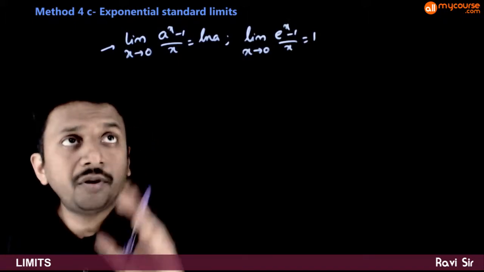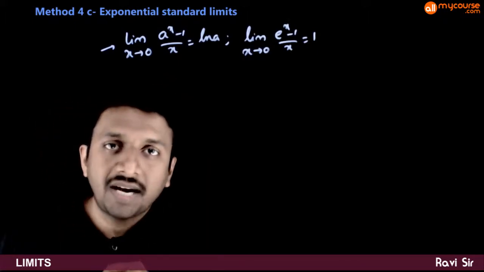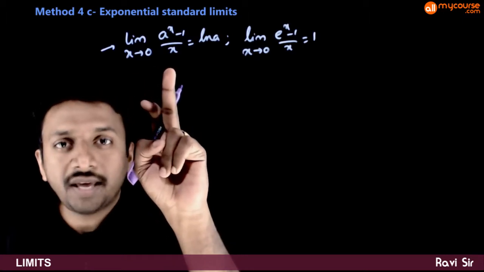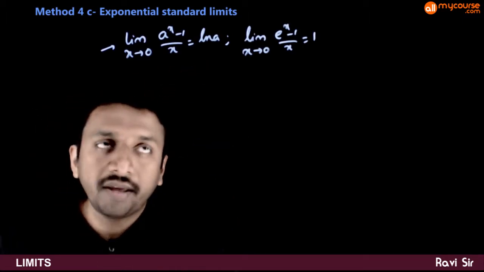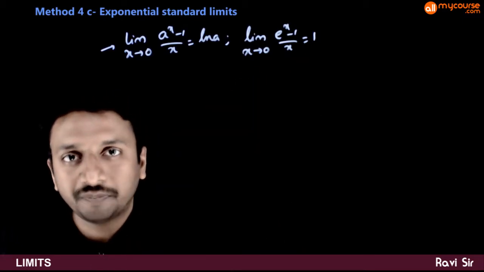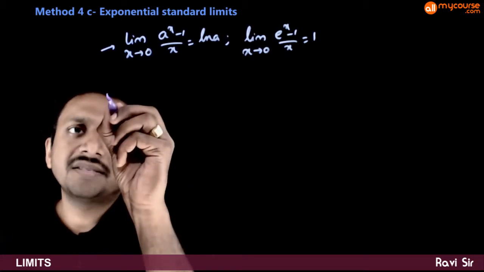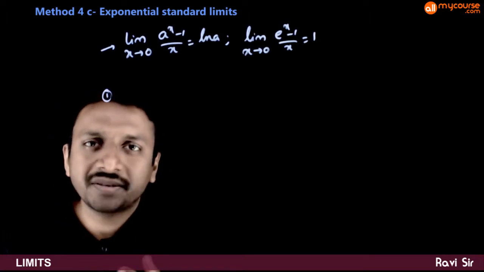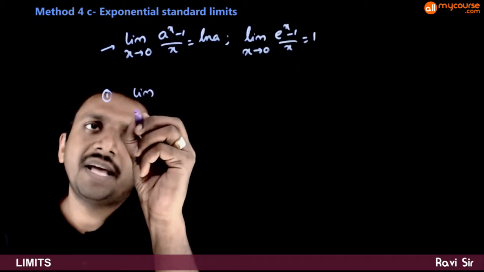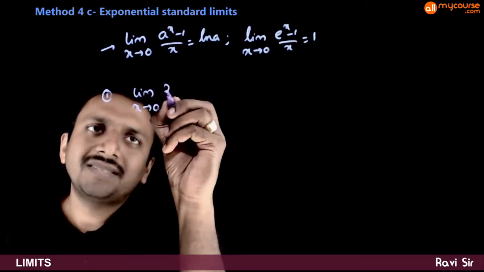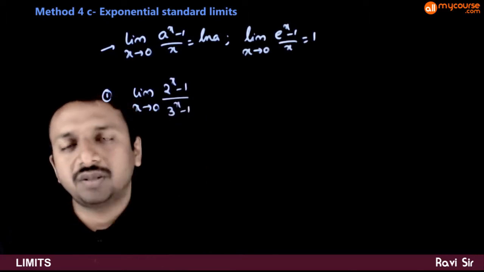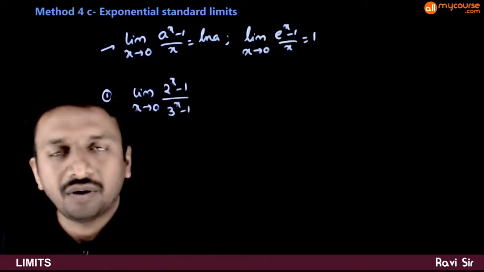So next, if you look at the exponential standard limits, you have two formulas. Limit x tends to 0, (a^x - 1)/x is equal to ln a, and (e^x - 1)/x is equal to 1. Now how will the questions be asked? Something like limit x tends to 0, a very simple question, (2^x - 1)/(3^x - 1). What is the value of this limit?